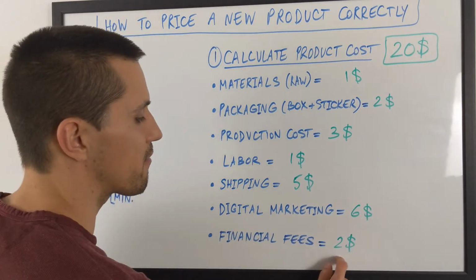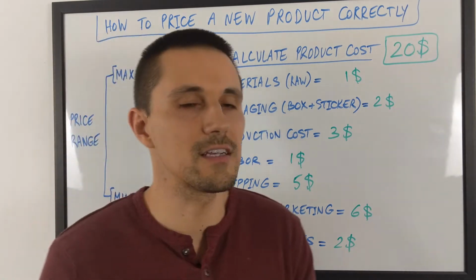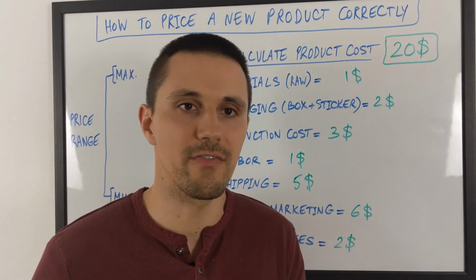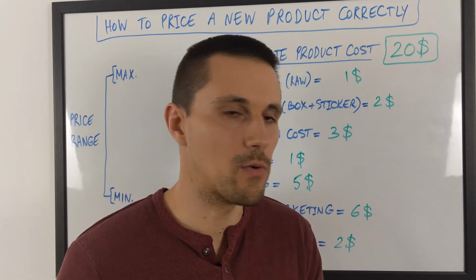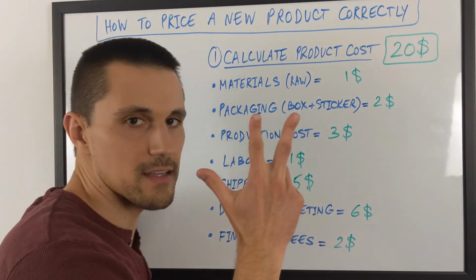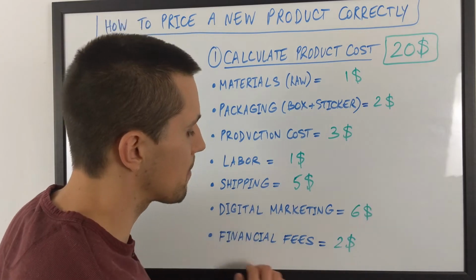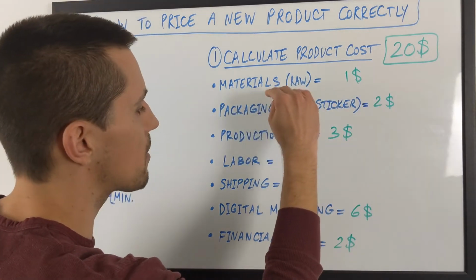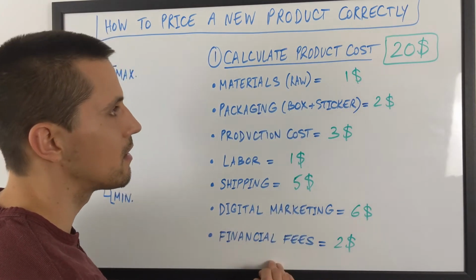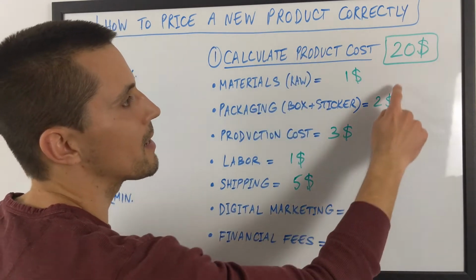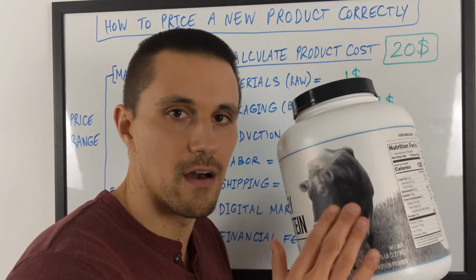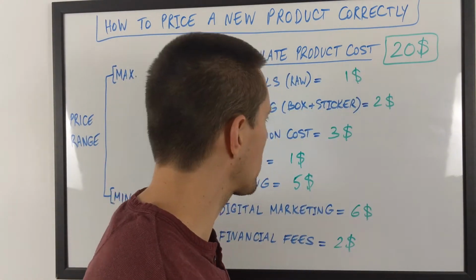And then don't forget there are financial fees, of course, because it doesn't matter if you use Shopify, BigCommerce, and all the other online platforms, or if you're using PayPal or whatever, they're going to charge about 3% of your price. Imagine, to keep it simple, it's about $2 here, okay? So if we do the sum of all our direct costs related to the product, imagine we have product costs of $20 for this box here, okay? So what does it mean?